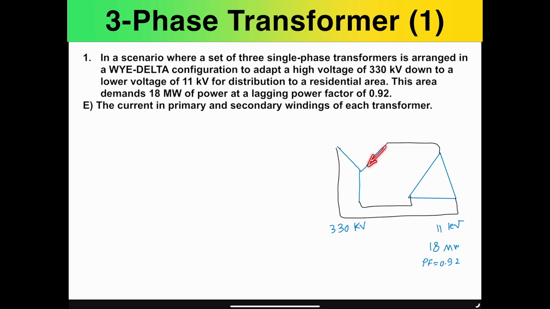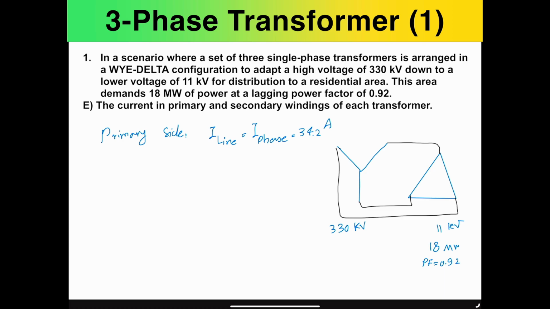So in the primary side, phase currents are going to be the same as the line currents because they are directly connected. So for the primary side, I line equals I phase, and that equals what we just found to be around 34.2 amperes.